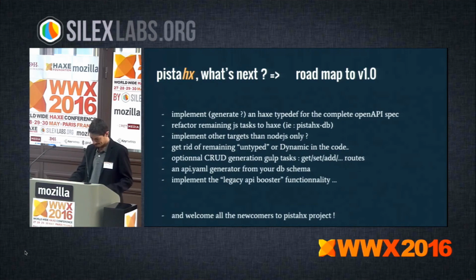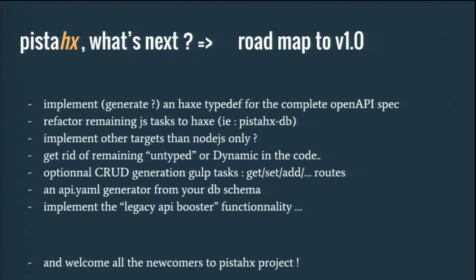So what's next? Pistahx is still version 0 dot something. So I'm trying to think now on a roadmap to V1. So the ideas behind this V1 would be to generate typedefs and code for the complete OpenAPI spec. For now, it's not the case. I would like to implement a parser for the API.yaml file we just saw. This type of parser exists in the TypeScript world for now, so I'm really interested in implementing it in the Haxe language.